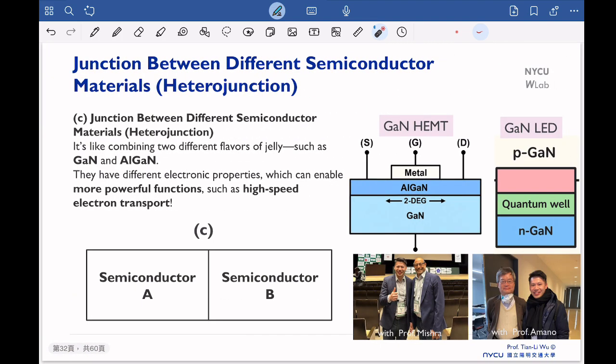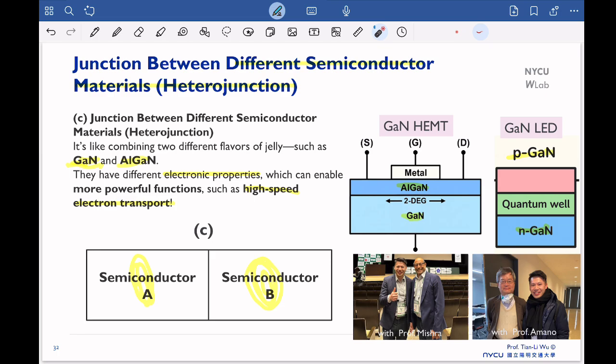And the third one is a very important one that we call the junction between different semiconductor materials. That's what we call the heterojunction. So basically, we take a piece of semiconductor of one material, another material, and put them together, and then we can create very amazing electronic properties. For example, we put one kind of gallium nitride on top of another gallium nitride, just like this one, and that can create different electronic properties, for example, very high speed electron transport. So this is just two cases.